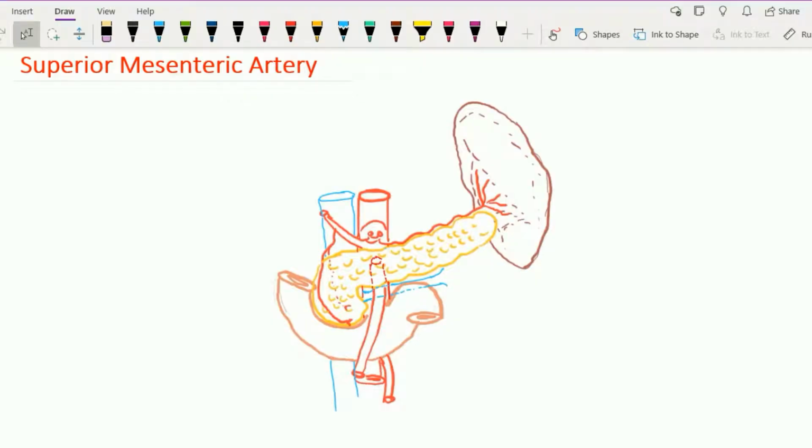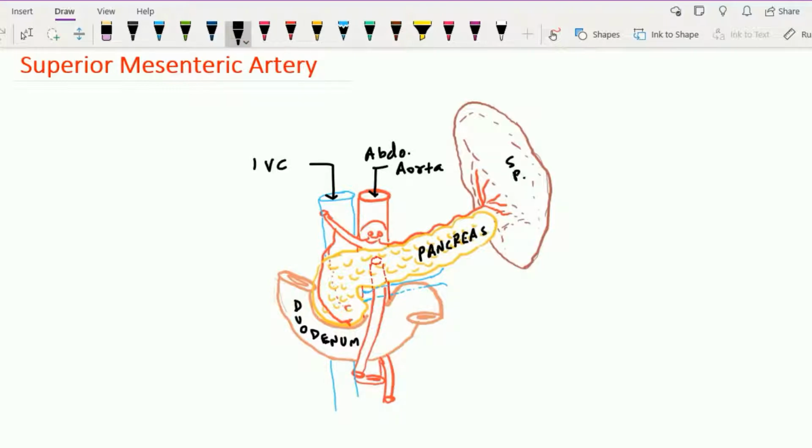Hello friends, let's see the anatomy of the superior mesenteric artery. Here in this figure, we can appreciate that this is the inferior vena cava, this is the abdominal aorta, and this horizontal portion is the third part of the duodenum. Here, this is the pancreas, and this is the spleen. And this artery is the superior mesenteric artery.